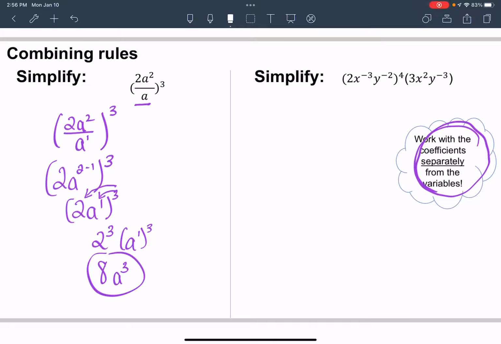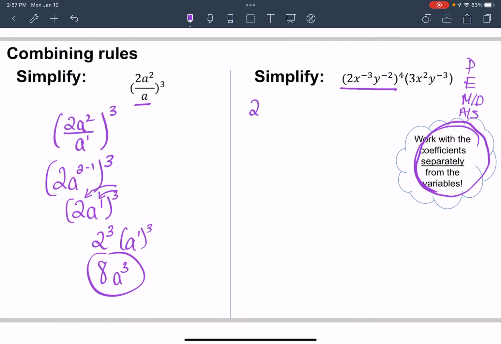So let's try this one. 2x to the negative 3, y to the negative 2, all to the fourth, times 3x squared, y to the negative 3. So what we do is we're going to do order of operations. So remember, we do our parentheses, exponents, multiply, divide, and then add or subtract. So I'm going to work within the parentheses, and I'm going to use this exponent first.